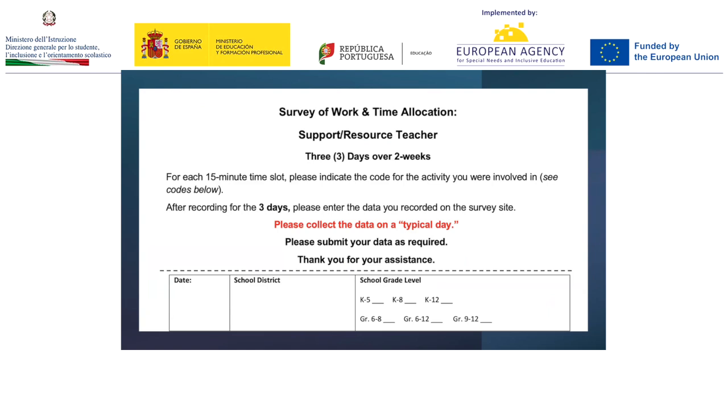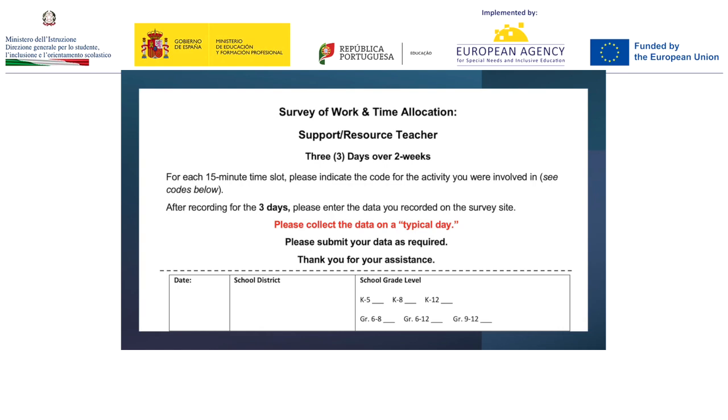And the instruction is that for 3 individual days over a 2-week period, each resource teacher is to complete this survey. And for each 15-minute time slot, they are to indicate the code that describes the activity they're involved with. And after recording for 3 days, they can enter the data on a survey site, and they're not to use a day that's not more or less typical.